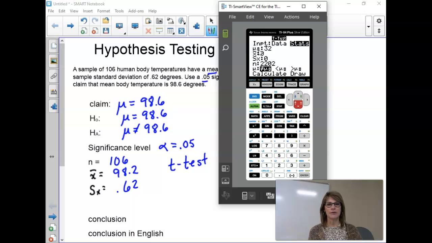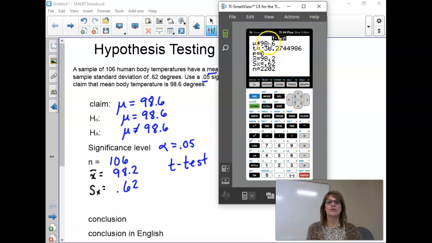The mean that we're testing against, this is like the population proportion with the little zero, meaning that's what we think that we're testing. We're testing 98.6. X bar is a sample, so X bar is 98.2, and your standard deviation is 0.62. Make this look exactly like your alternative. And our alternative says not equal, so we're going to pick not equal, calculate.